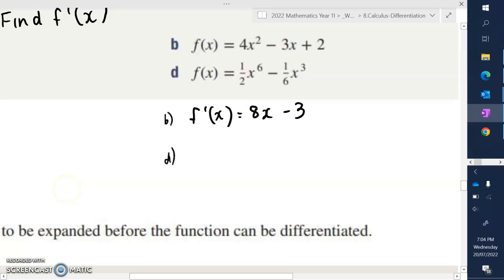Like last, f of x is equal to this function. Let's work out what f dash of x is. 6 is going to times by the half. 6 times a half is 3. X to the 6 minus 1, which is 5. Minus, we've got 1/6 to differentiate that. 3 comes down the front. 3 over 6, which is a half. X to the 3 minus 1, which is 2.